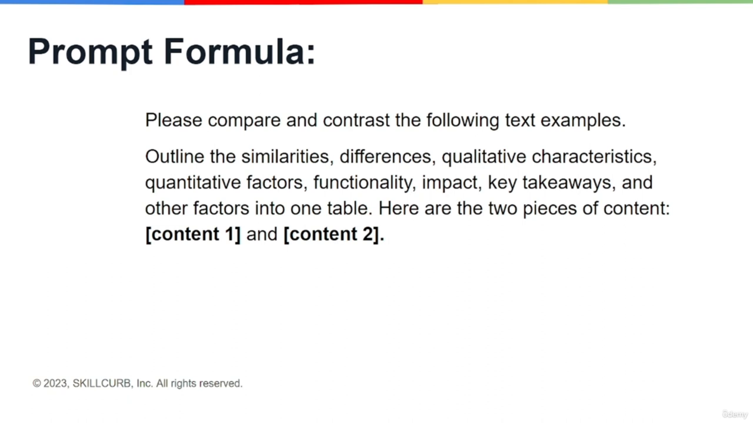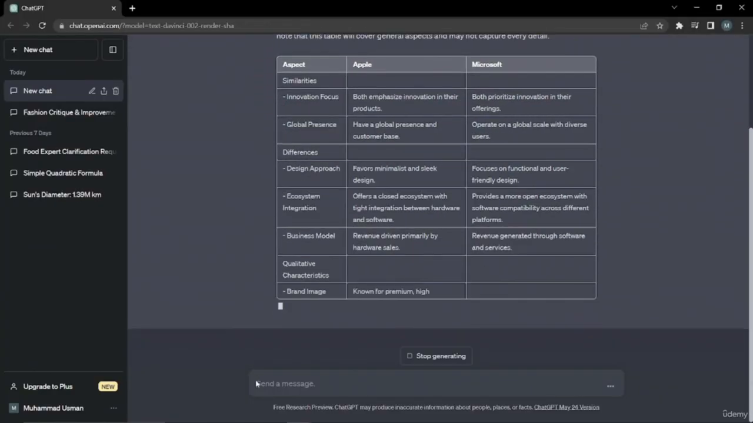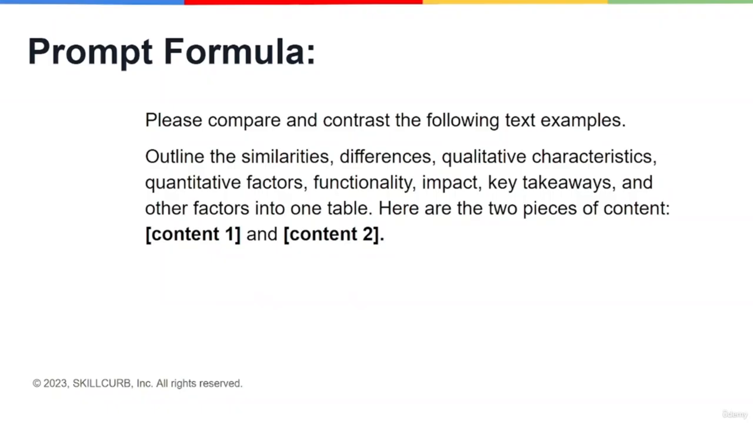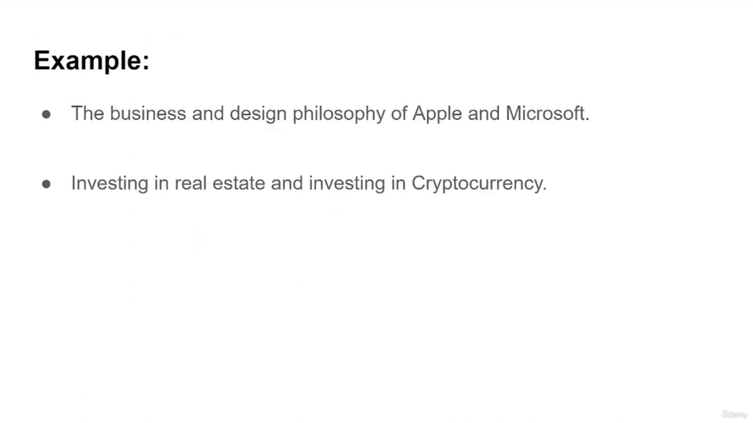So this is a very deep comparative prompt that I've used for this topic, so you can get a better idea of what this actually does. I've told it to give the similarities, differences, qualitative and quantitative characteristics, functionality, impact, key takeaways, everything, and I've also prompted it to separate both of those into separate tables. So this is also more of a tabular prompting, because I've prompted it to give me all the answers in separate tables. These will be the examples that I'll be doing for you guys in this video today. So without wasting any time, let's get this video started.